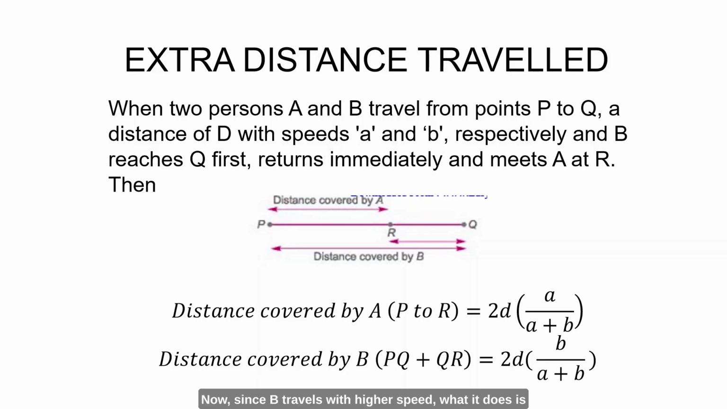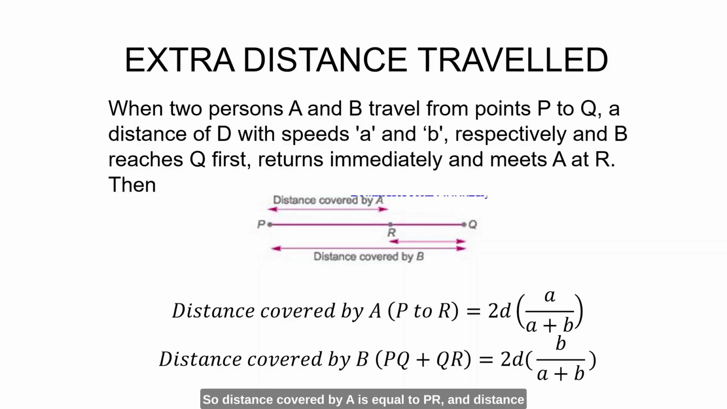Now, since B travels with higher speed, it reaches Q and returns back to a point R, where A manages to go just from P to R. When both A and B meet, what is the distance covered by A and what is the distance covered by B is the motto of the question.